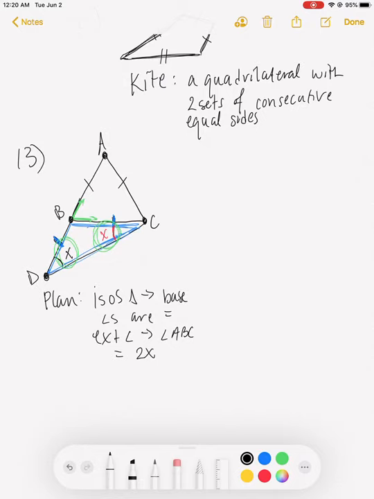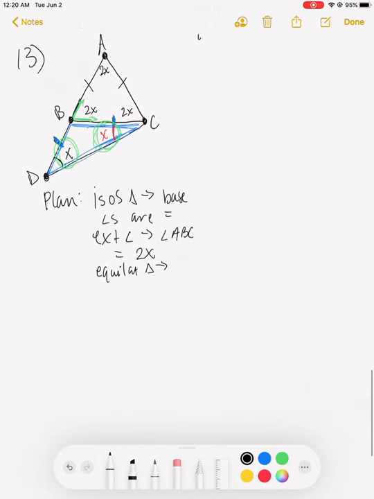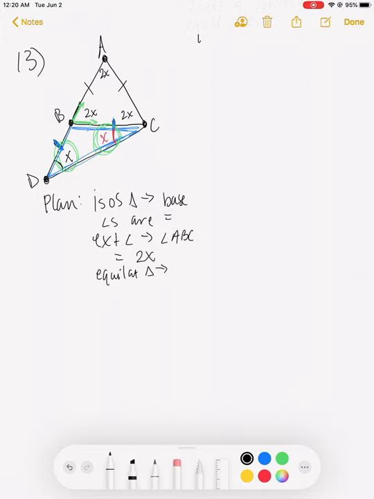Okay. So when that's 2x here, I know that by equilateral triangle, this is equal to 2x and this is equal to 2x. They're all the same angle. Okay, so equilateral triangle means that angle BAC is equal to angle BCA, which is also equal to 2x.